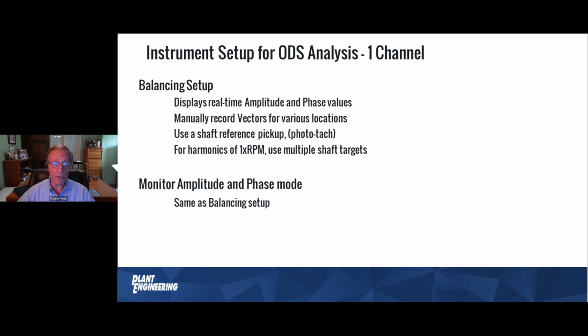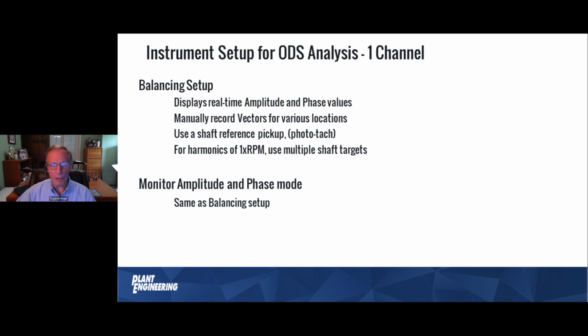So you can put in a balancing mode. You've got a real-time display that shows you amplitude and phase, and you can just manually write down amplitude and phase for each measurement location that you want. You'll have a list of them when you're done. In order to do that, you likely will need a reference pulse pickup with some sort of a shaft marker, usually a piece of reflective tape and a photo tack.